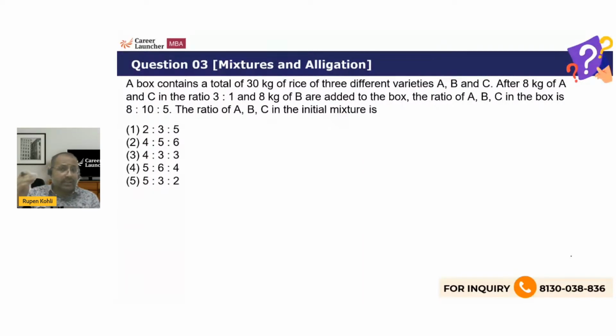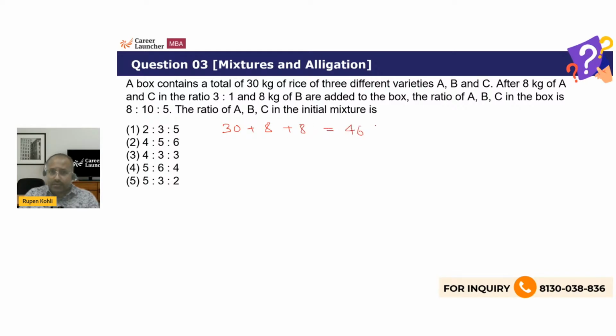So with this question, the very important thing that I'm trying to tell you people, if you want to be fast, if you want to crack this exam, you need to work with numbers. You need to stop using variables and equations as far as you can. So therefore, 30 was the initial total weight. Then you added 8 kg of A and C and then another 8 kg of B. So 30 plus 8 of A and C combined and 8 of B combined. So 30 plus 8 what?